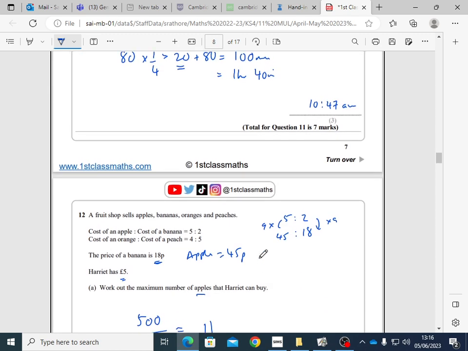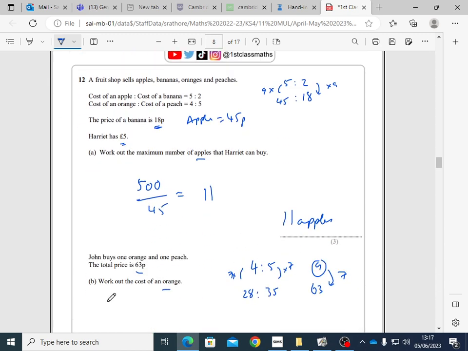So let me just double check which one. Peach, what does she want to work out? The cost of the orange. Orange will be 28 pence. Now remember that was orange and that was peach. If you want, put a heading at the top so you know which order it's in.